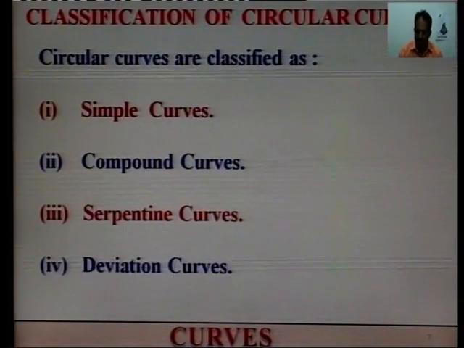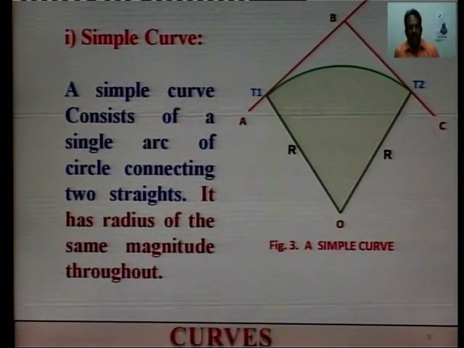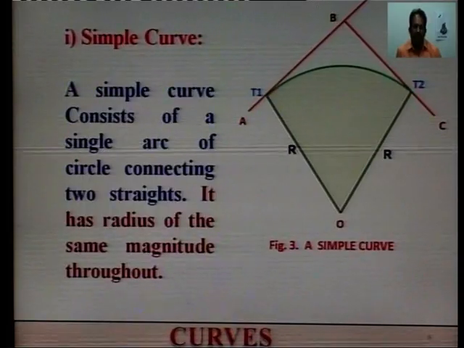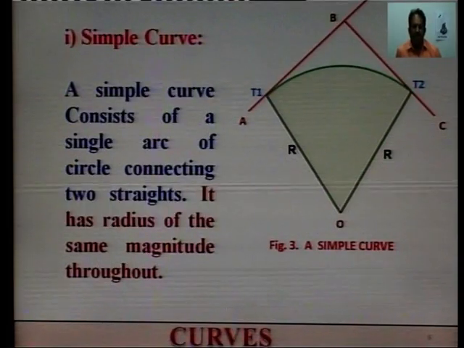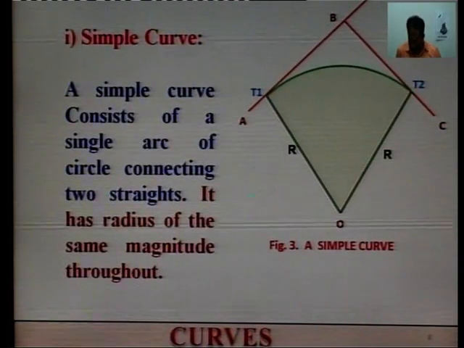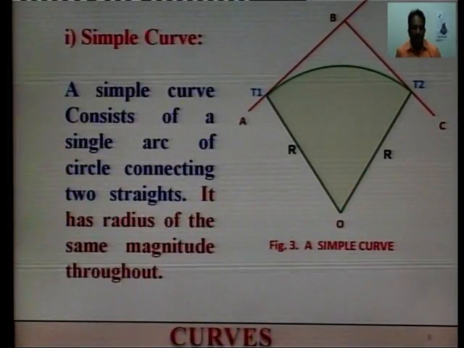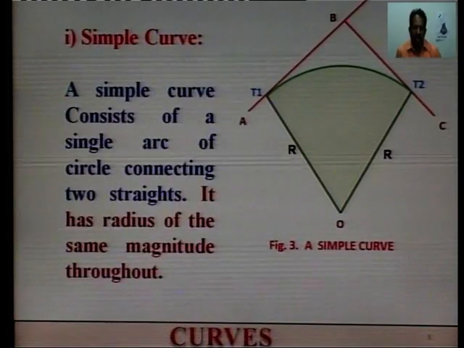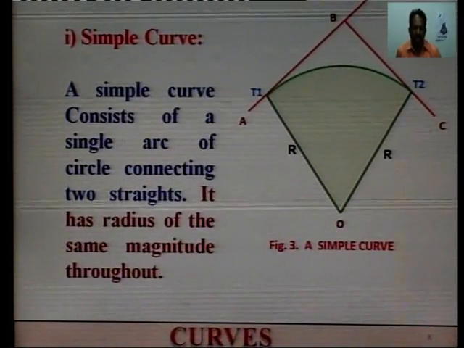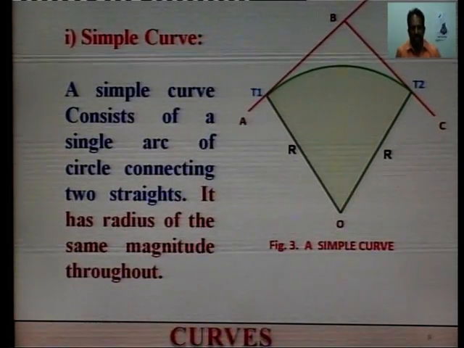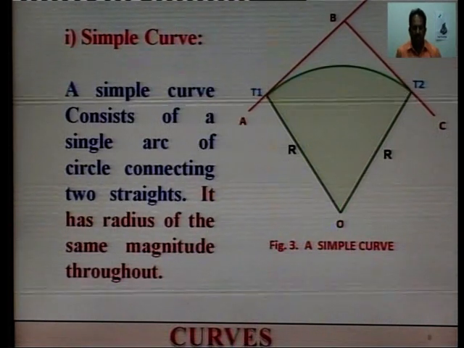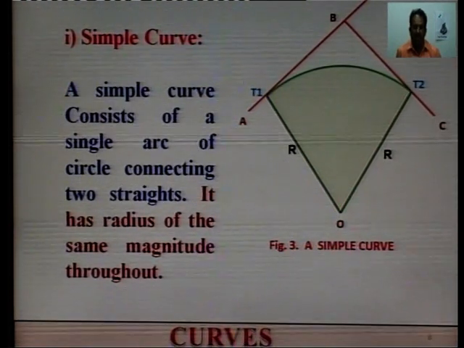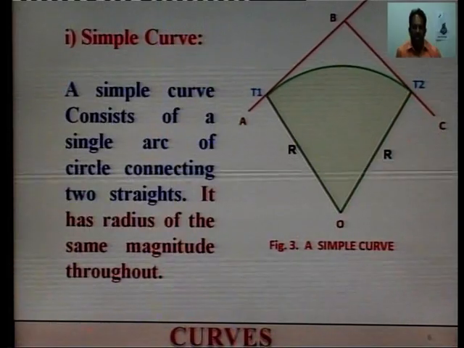First is the simple circular curve or simple curve. What is that? A simple curve consists of a single arc of a circle connecting 2 straights. The straights are, just like AB and BC, called straights.